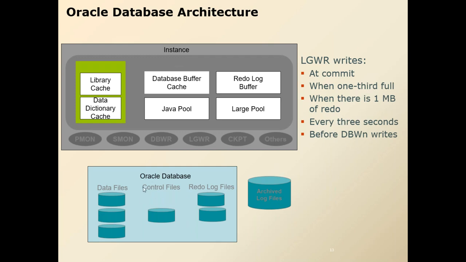Control files are the heartbeat of the Oracle database. They store the metadata information of the database. These are the most critical files of the database. If you lose your control file, you lose everything. So control files are the heartbeat of the Oracle database.